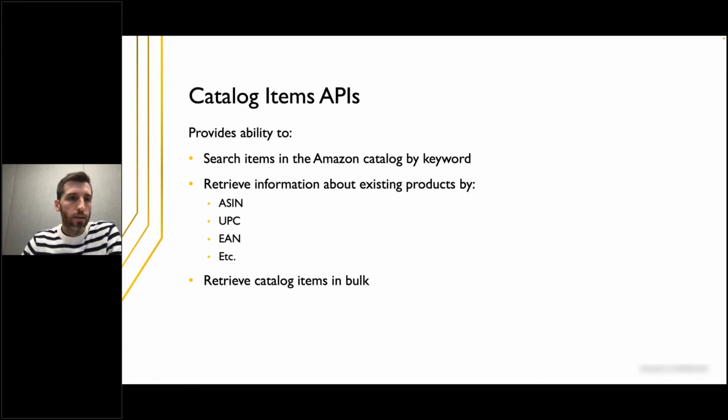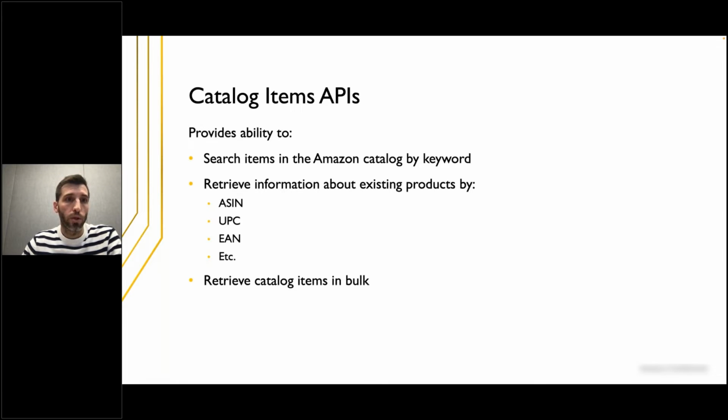The next important API section is the catalog items API. This API provides information about products that currently exist in the Amazon catalog. Some of the information you can get from there is product details, identifiers, sales rank, images, and so on. So a large list of information that you can get.